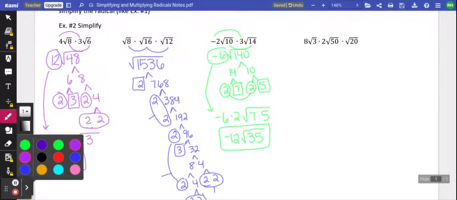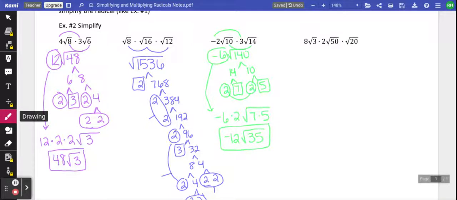We're almost done. So I'm going to have 2 numbers on the outside, because this number is going to be like a 1, so it's not going to change anything. 8 times 2 gives me 16 times the square root of 3 times 50 times 2, which is 3,000. All right, 3,000. I'm going to break it into 30 and 100. 30 becomes 3 and 10. 10 would be 2 and 5.